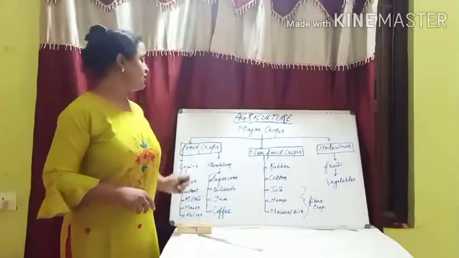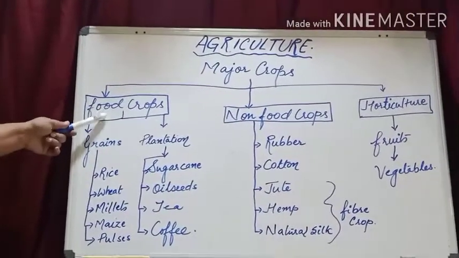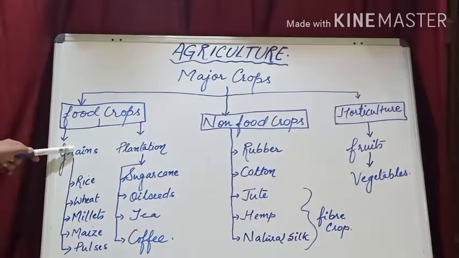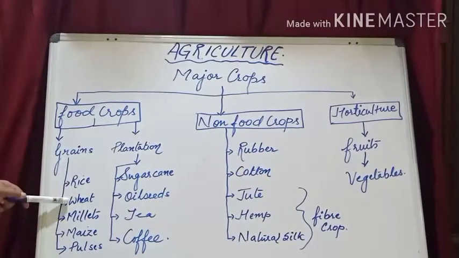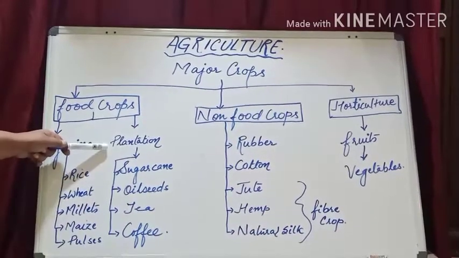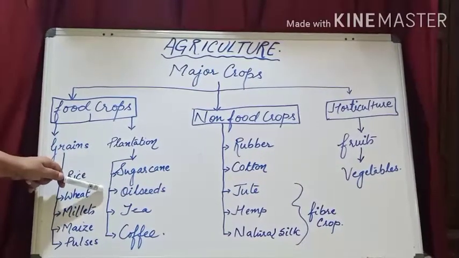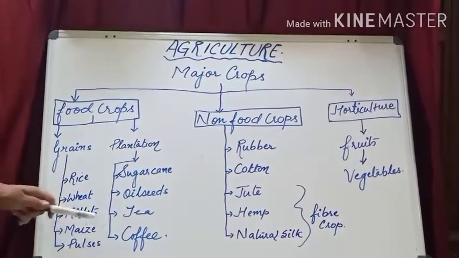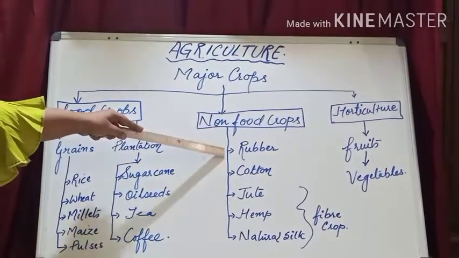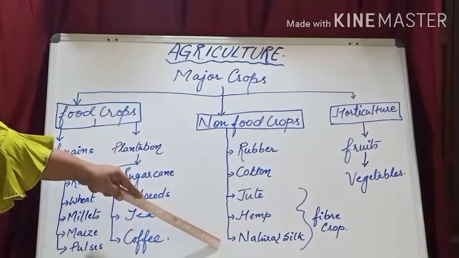Now, coming back to the flowchart again, as you can see the flowchart is here. Food crops we will be discussing with the grains and the plantation. In the grain section we will be discussing rice, wheat, millets, maize and pulses. Moving ahead with the plantation, we will be discussing sugarcane, oilseeds, tea and coffee. Extending to the non-food crops, we will be discussing rubber, cotton, jute, hemp and natural silk.